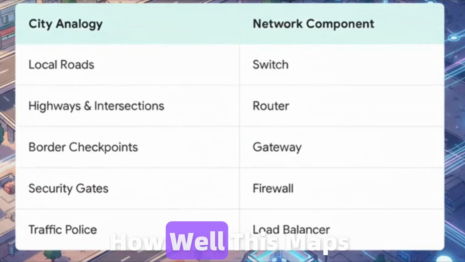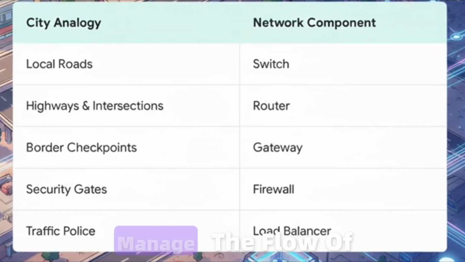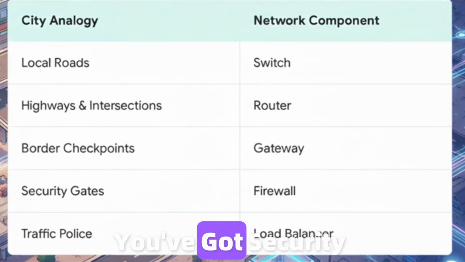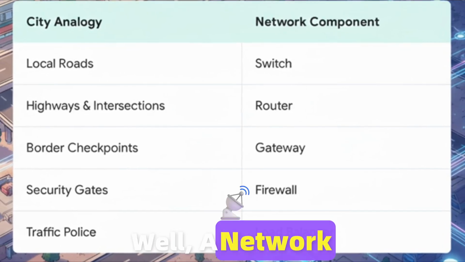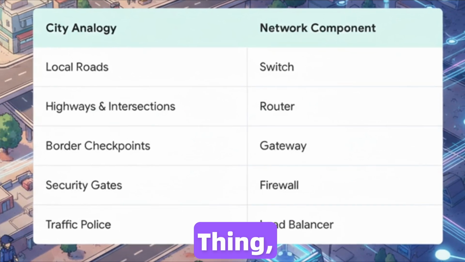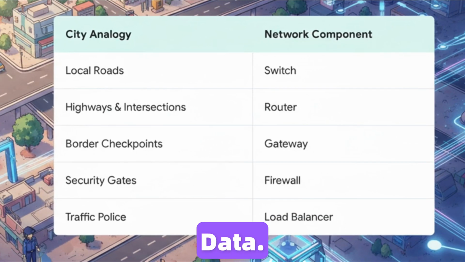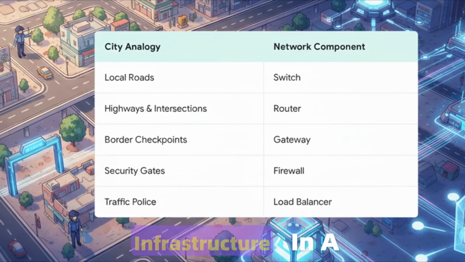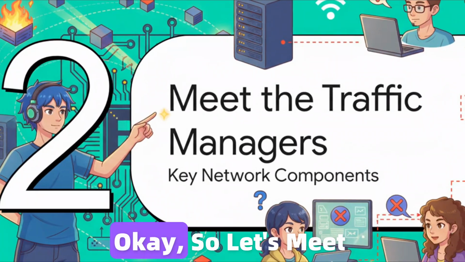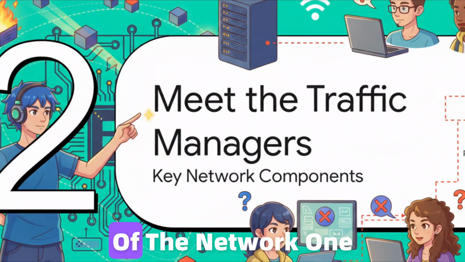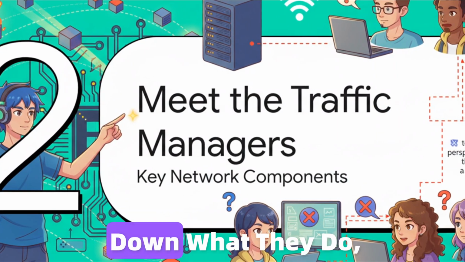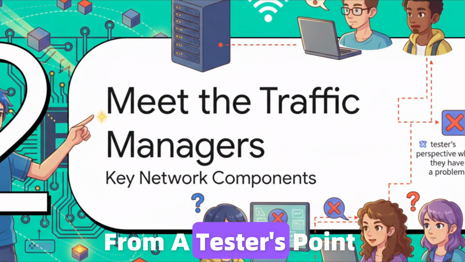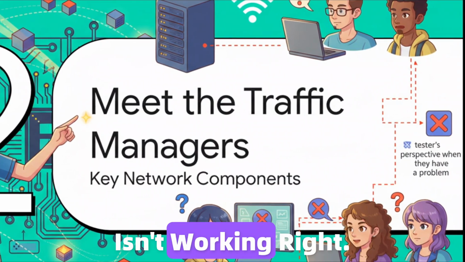Just take a look at how well this maps out. A city has to manage the flow of traffic, right? You've got local roads, you've got highways, you've got security checkpoints. Well, a network does the exact same thing, but it's managing the flow of data. Each piece of the network has a very specific job, just like the infrastructure in a city. Okay, so let's meet these traffic managers of the network one by one. We're going to break down what they do, and this is the important part for us, what it looks like from a tester's point of view when one of them isn't working right.